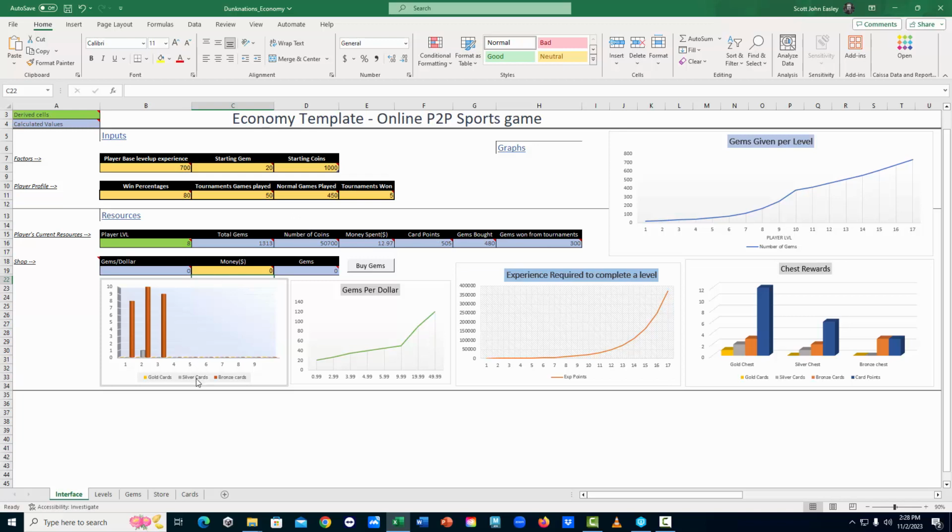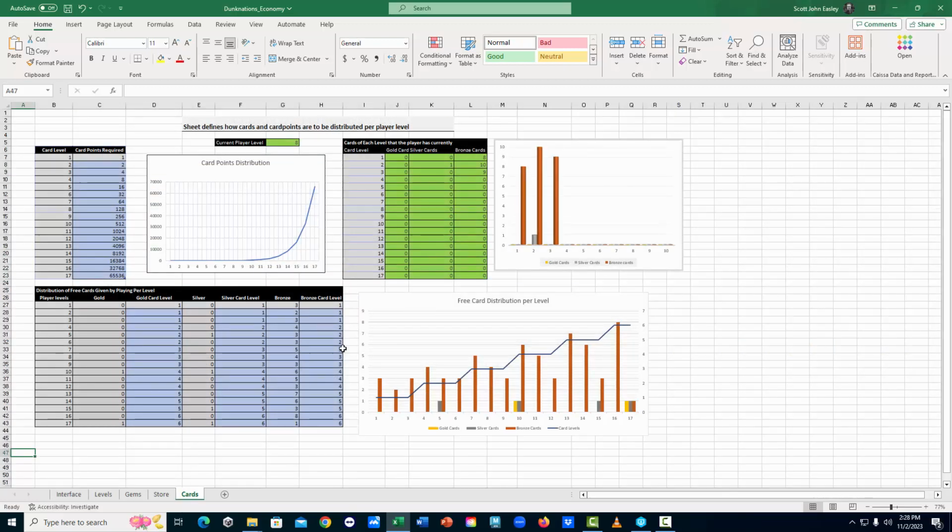Now, card points are used to upgrade a card. If a card is at level 1, just one card point is required, because every card would basically be at level 1. If a card is at level 1 and you want to upgrade it to level 2, then we can use 2 card points to upgrade the card from level 1 to level 2. So this is the distribution of how we are leveling up the cards using card points, and this is the graph showing that.